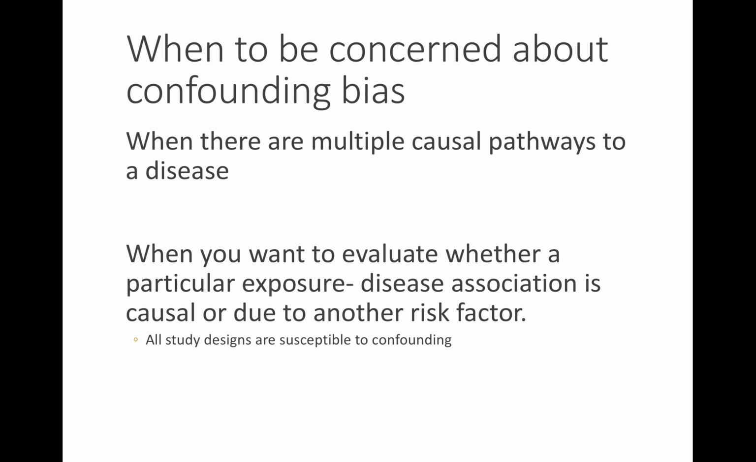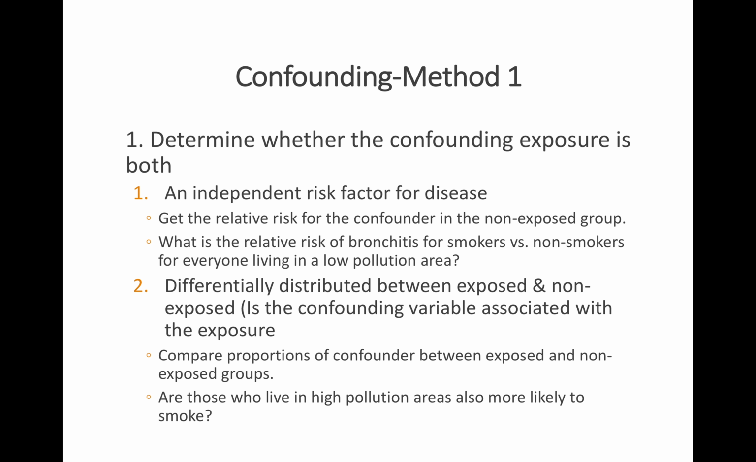So it's important to remember that all study designs and any exposure disease association that we are interested in looking at is going to have some kind of risk for confounding. And so how do we determine if a variable is in fact a confounder? The first method that we look at, as I've said a few times now, is to determine whether this confounding exposure is an independent risk factor for disease, and if it's differentially distributed between exposed and non-exposed. That gets a little wordy, but really all that's saying is, do we see that this confounding variable is at higher rates in the exposure group than it is in the non-exposure group?